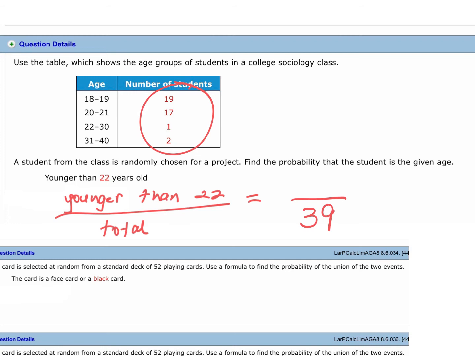So what age categories am I looking at? 18 to 19 and 20 to 21. So what's those two numbers added together? 36. Good. And then can I simplify that? You can divide both of those by 3. What do you get? 12 over 13.